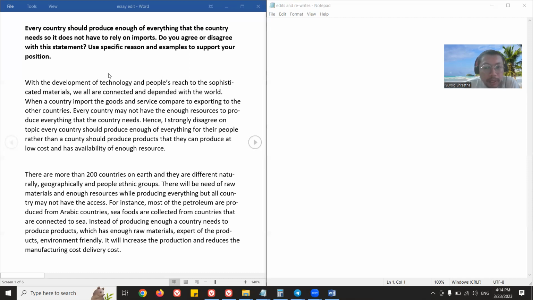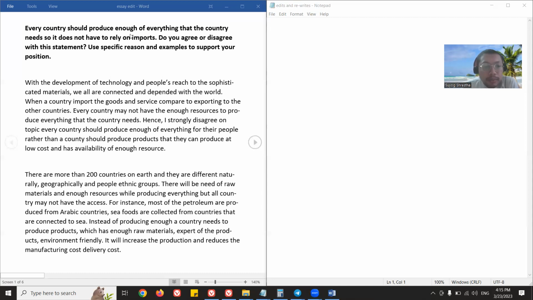All right, so let's look at this essay over here. The question topic is: every country should produce enough of everything that the country needs so it does not have to rely on imports. Do you agree or disagree with this statement? Use a specific reason and examples to support your position. All right. So the question is whether a country should produce as much as it needs. It's related to both economics, it's related to globalization, it's related to politics to a certain extent, right?